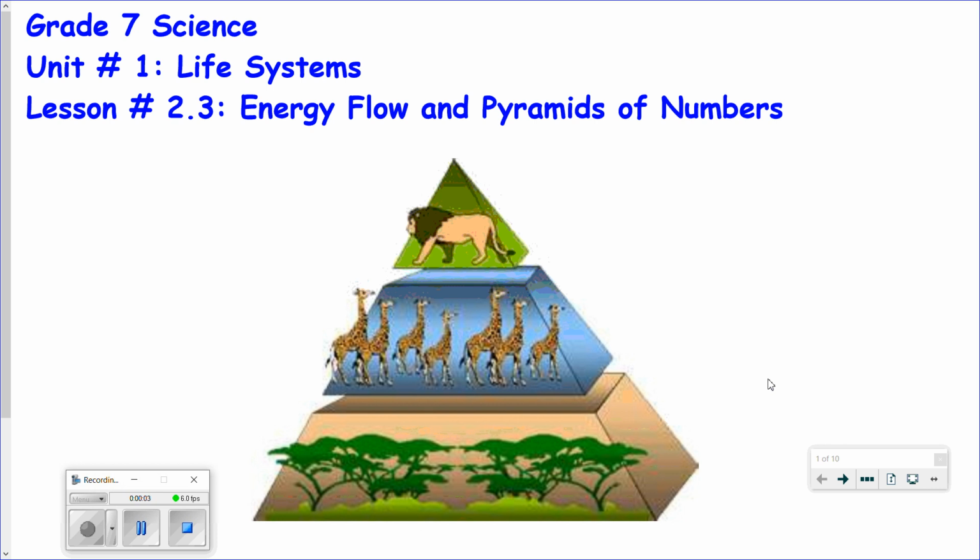Welcome back to Grade 7 Science, Unit number 1, Life Systems. This is lesson number 2.3, Energy Flow and Pyramids of Numbers.